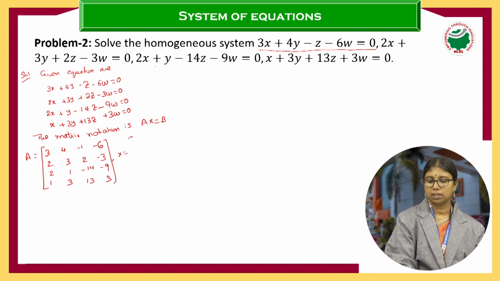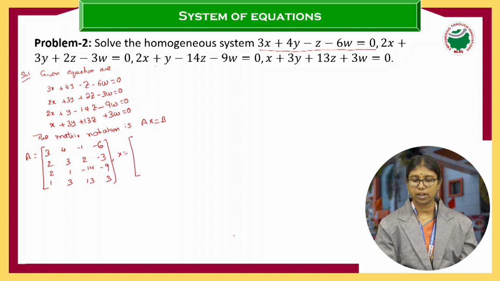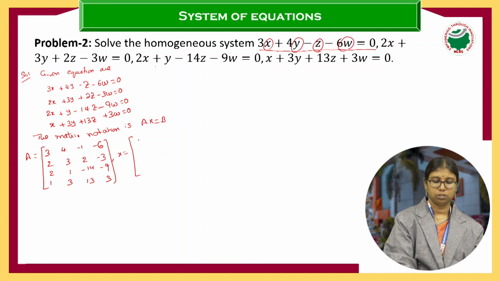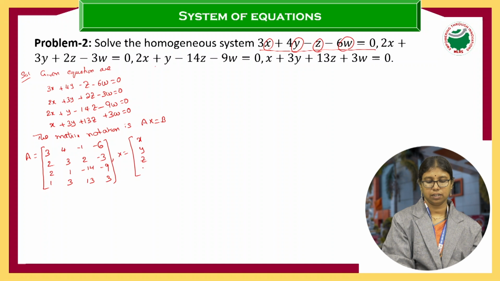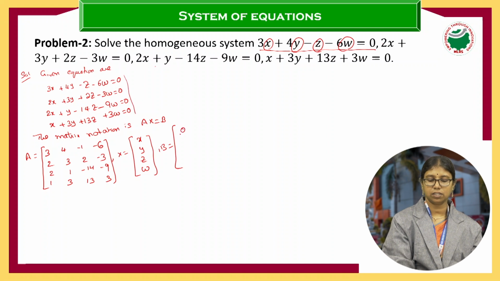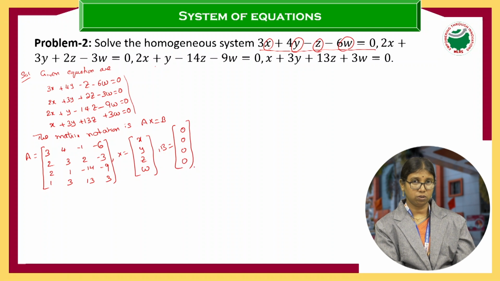Next, capital X, the unknown vector. What are the unknown values we are having here? X, Y, Z, W. Next, capital B is a constant vector. Here all the right hand side values are 0. So capital B is 0. Now, since B equal to 0, this system is a homogeneous system.